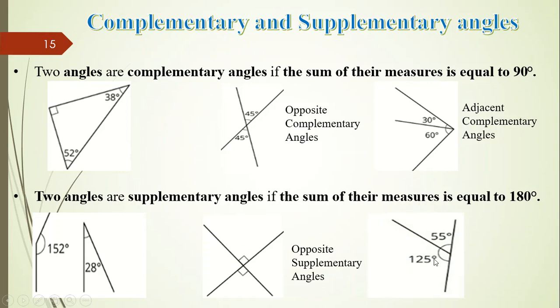In the last example, these two angles are adjacent, and at the same time, if we add 125 to 55, it gives 180. So here we have two adjacent supplementary angles.